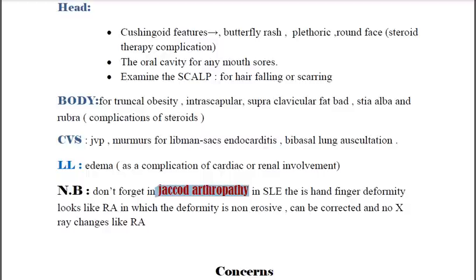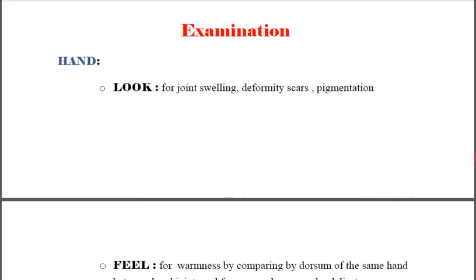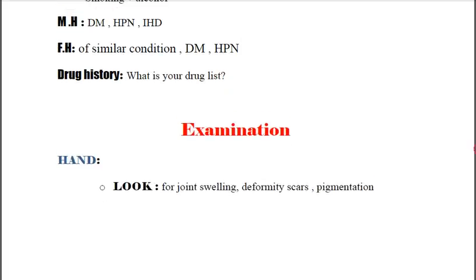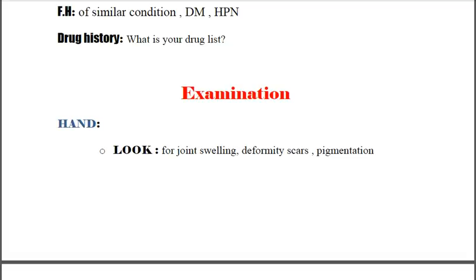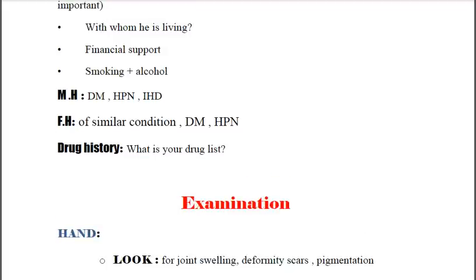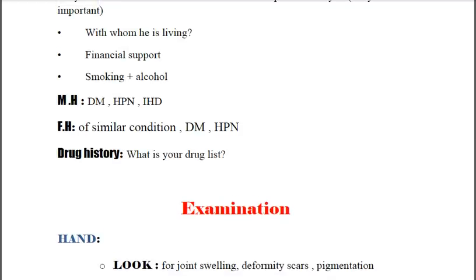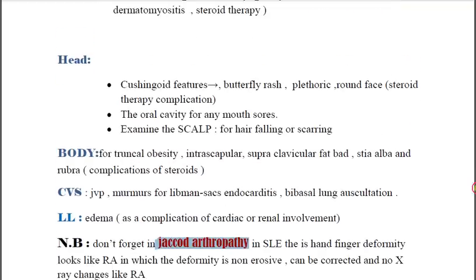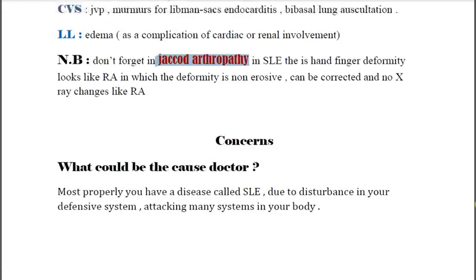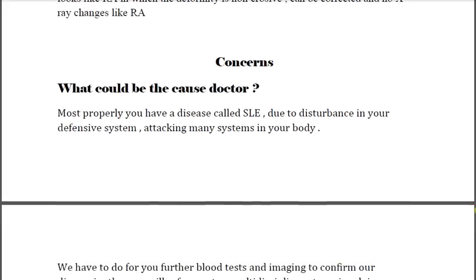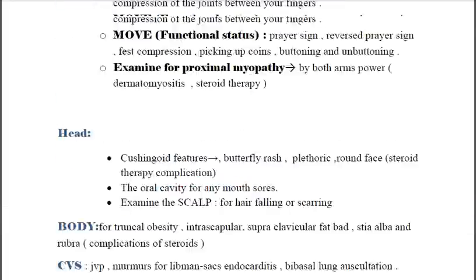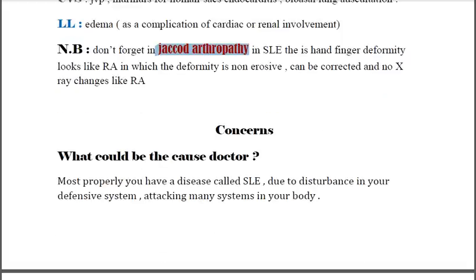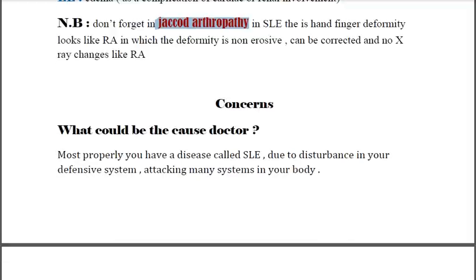You also have to mention in the examination, I'd like to do a urine dipstick for this patient for proteinuria. This is not to be forgotten. Then, what concerns the patient may have, you have to ask about the concern. If you lose the concern, you lose the whole exam.